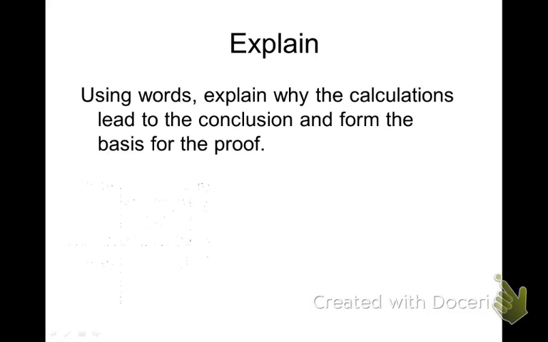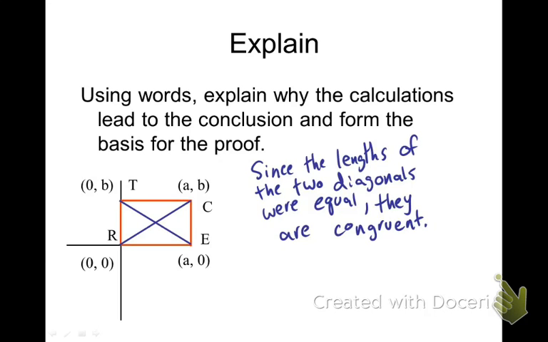Our explanation is going to be to use some words. So we would write something like, since the lengths of the two diagonals are equal, then they are congruent. And that would be an example of a coordinate proof.